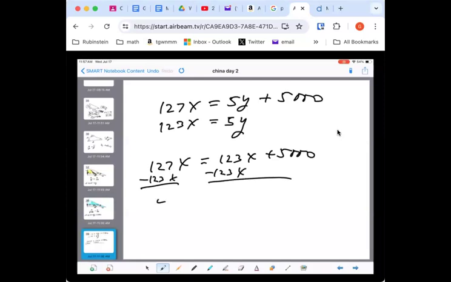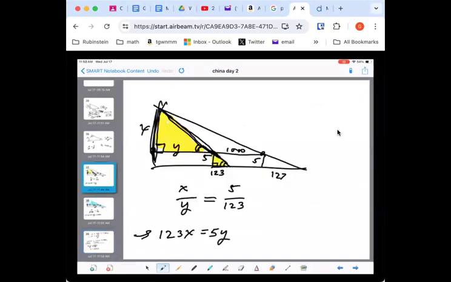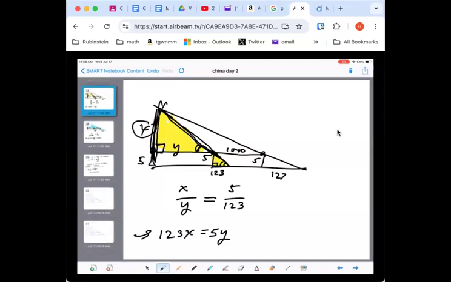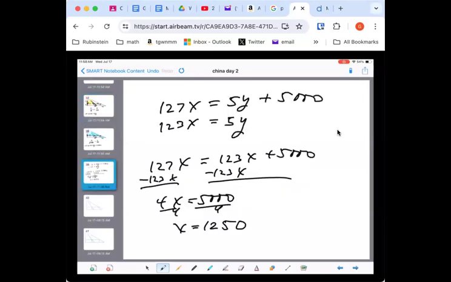And get 4x equals 5,000. Divide both sides by 4 and get 1,250. What we just figured out was almost the sea island. We figured out this length. So we need to add on an extra 5 to get the sea island, so I'm going to say h is equal to x plus 5.